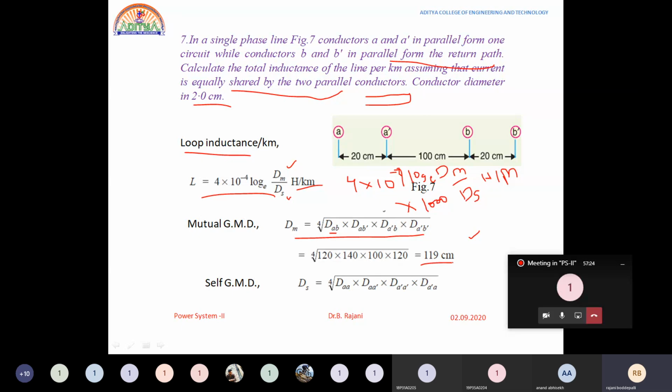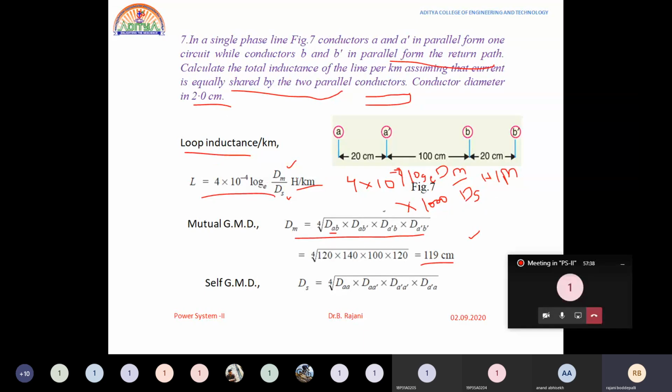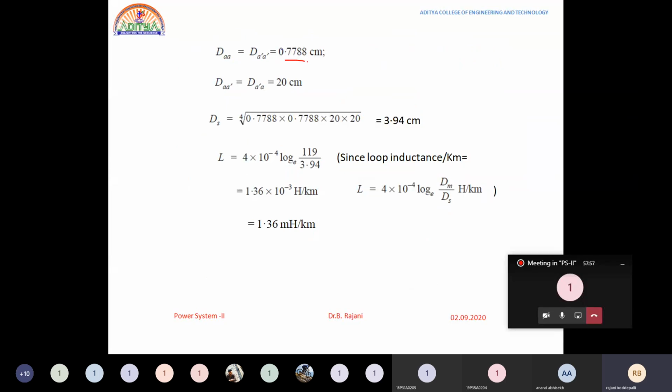Now coming to the self GMD. Self GMD of the conductor. Two terms you will be getting for self GMD, DS1 and DS2. See here, DS1 is DAA, DBB. DAA means A to A, it is 0.7788 into R. What is R? R is D by 2, right? Diameter is given as 2.0 centimeters. Radius is 2.0 by 2, it is 1 centimeter. Now you will be having 0.7788 into 1. Actually, R is 1 over here. You will be having the value of 0.7788 centimeters itself.